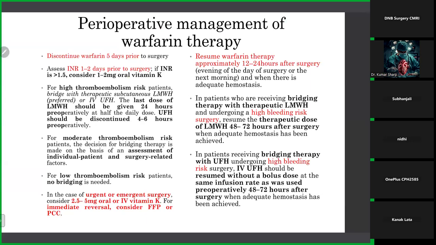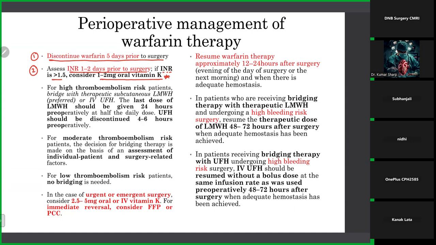First, the most commonly used generally is warfarin. Point number one, discontinue warfarin 5 days prior to surgery. Point two, assess the INR 1 to 2 days prior to surgery. If the INR is more than 1.5, consider 1 to 2 milligrams of oral vitamin K for the patient.